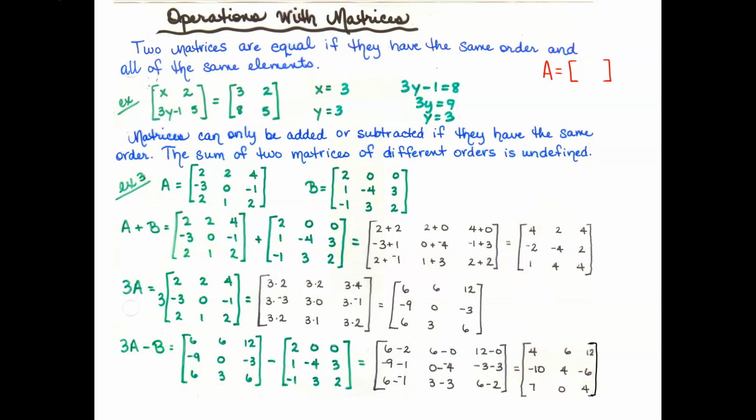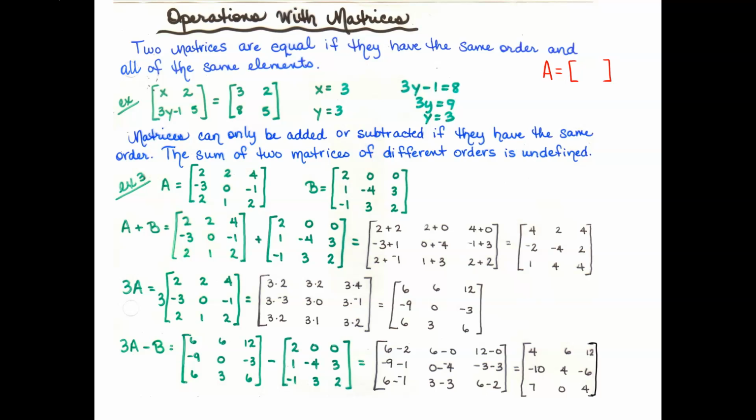And so again, to subtract, we're just going to take what's in the first row, first column, minus what's in the first row, first column, and put it in the first row, first column. So we're just going to say 6 minus 2 is 4. 6 minus 0 is 6. 12 minus 0 is 12. Negative 9 minus 1 is negative 10, and so on.